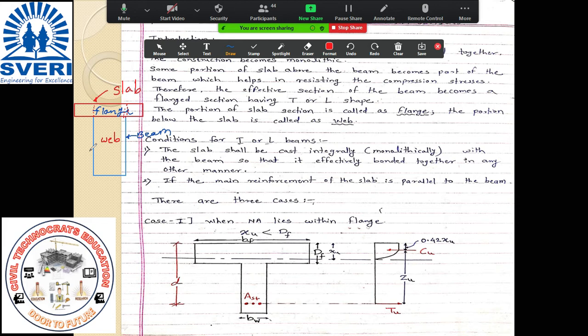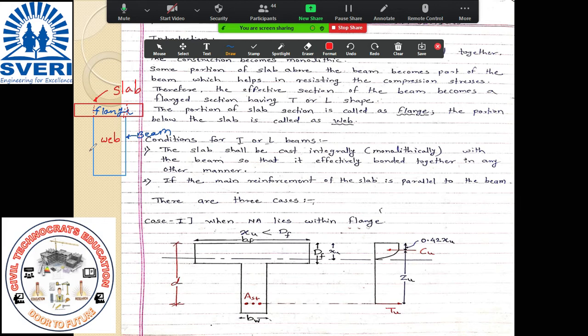So these types of beams are called L beams, or L action gets generated. The principle is the same. If the slab is continuous at both the sides, then T action will be there. If the beam is a corner beam and the slab is there on either side, then it is an L beam.